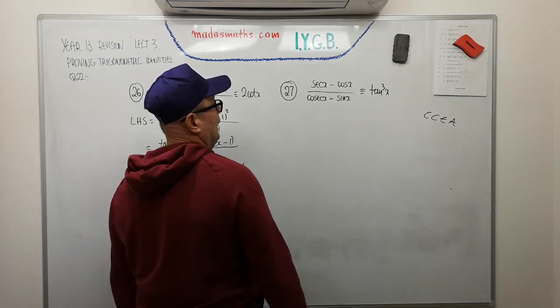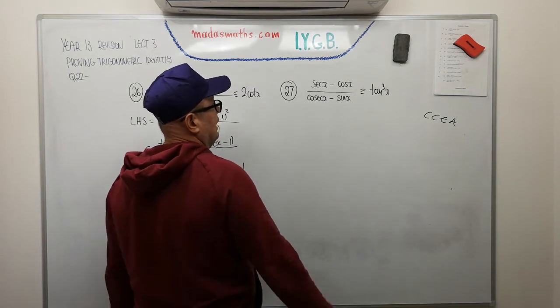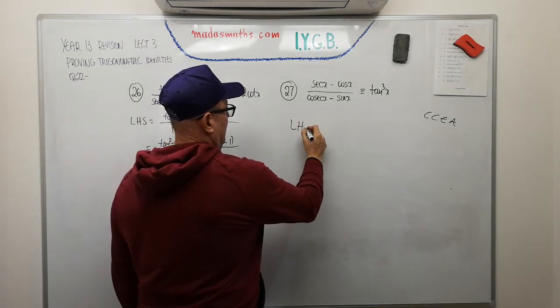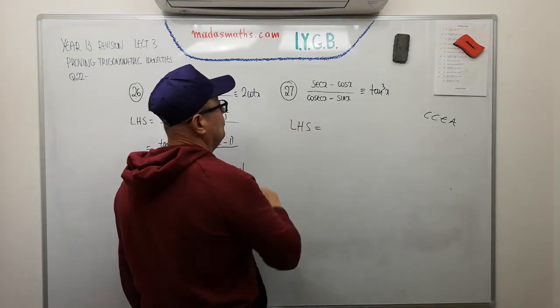How do you simplify this? Well, we're going to start clearly from the left. Left-hand side is equal to.